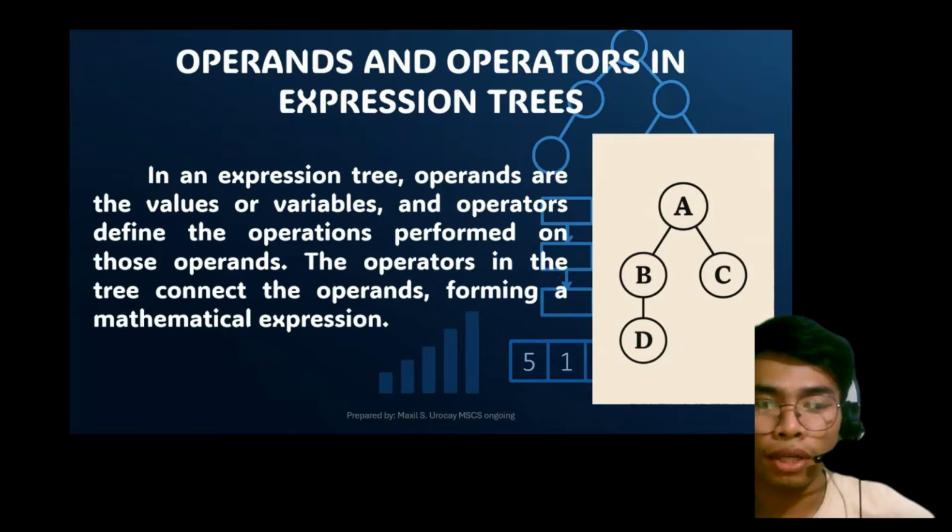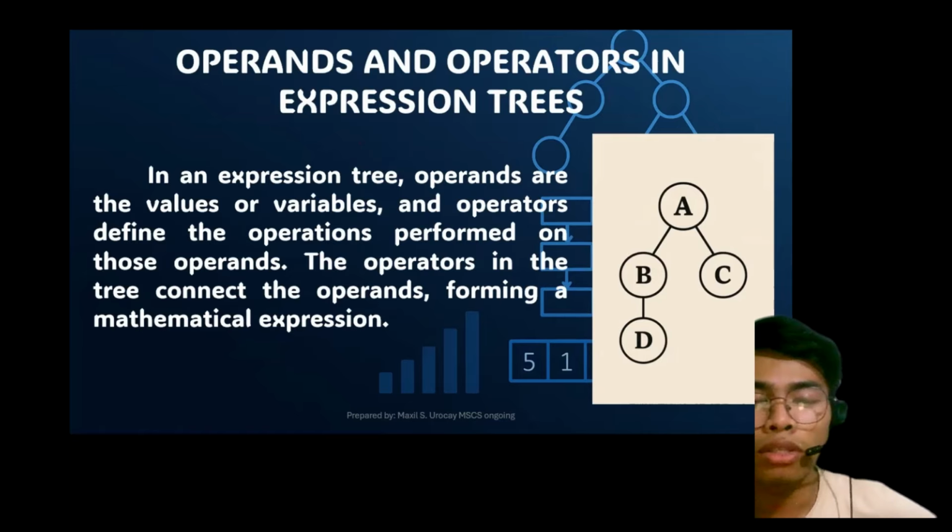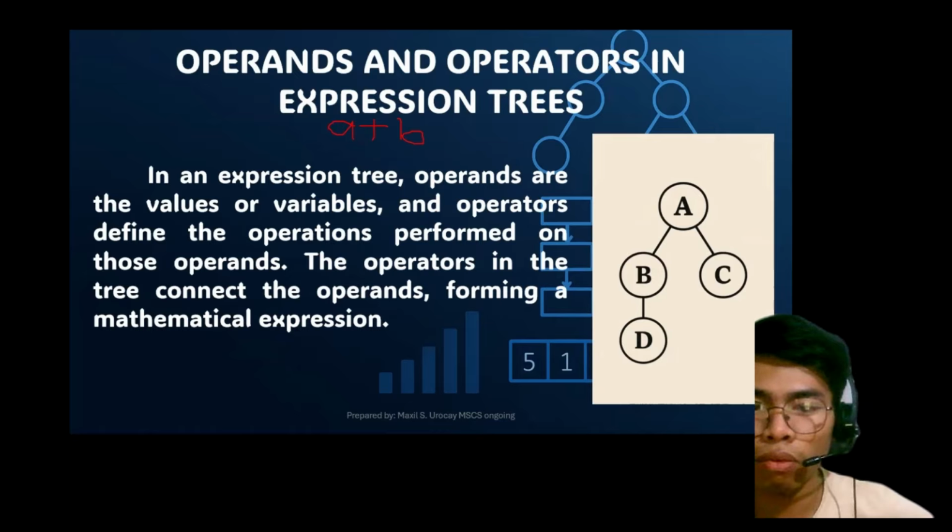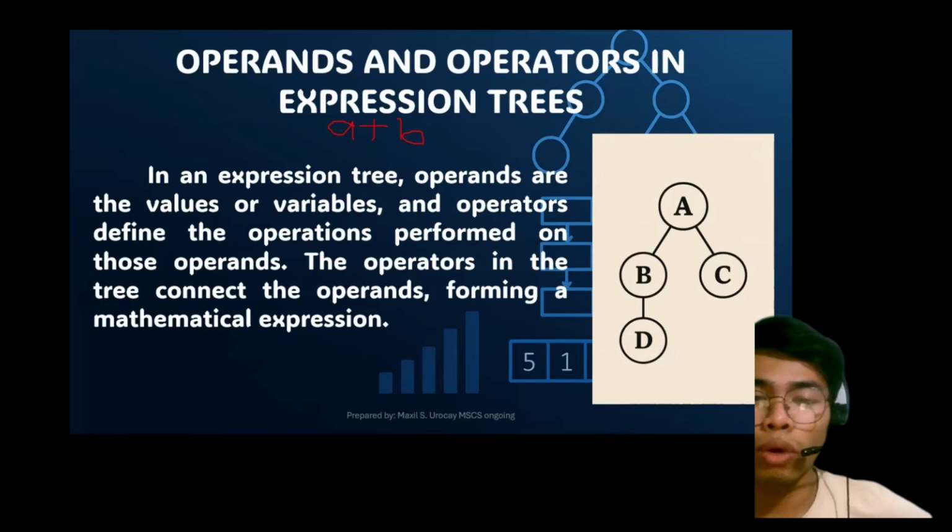So in an expression tree, operands are the values or variables, and operators define the operations performed on those operands. The operators in the tree connect the operands, forming a mathematical expression. Say, for example, a plus b. How can we represent this as an expression binary tree? It's actually a foundation for automata as well, because in automata we are dealing with parsing, and in parsing we are dealing with expression trees as well.